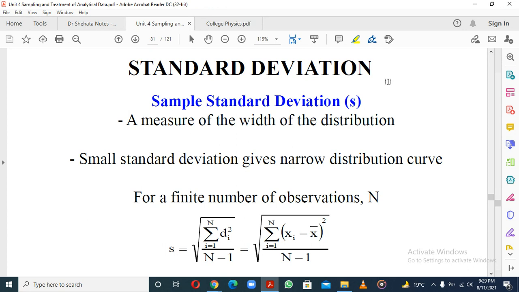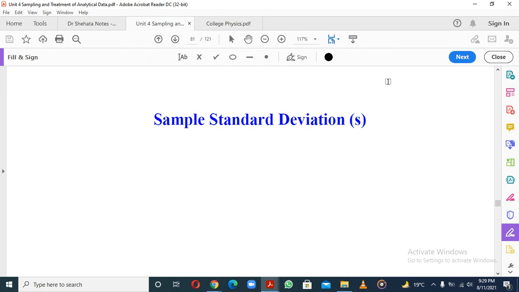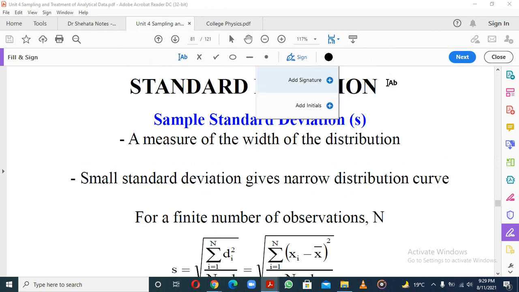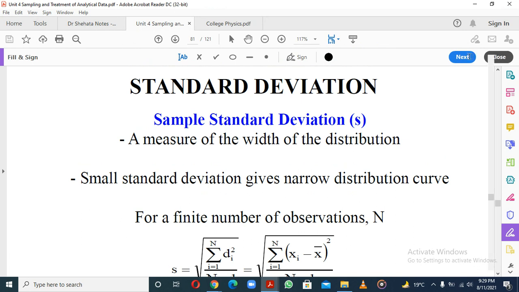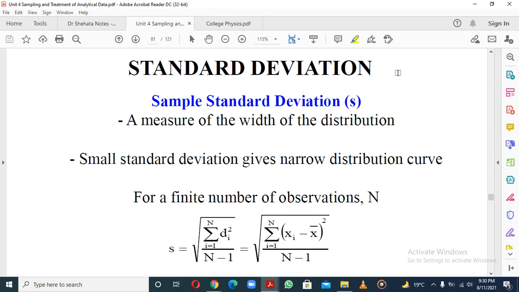So those values which you've gotten are not very much different from one another, and because of that, your distribution curve is not going to be wide. Don't worry, I'll explain that in a short while using a diagram.